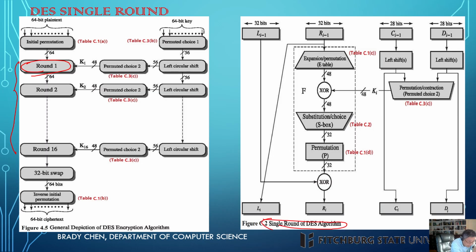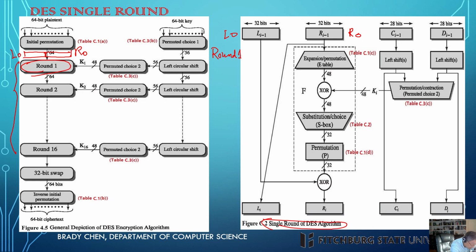Okay, so the input for a round is divided into 2 parts. Now let's assume this is round 1. So the input is basically the 64 bits after the initial permutation. Then it's divided into 2 halves. The left half is called L0. The right side is called R0.